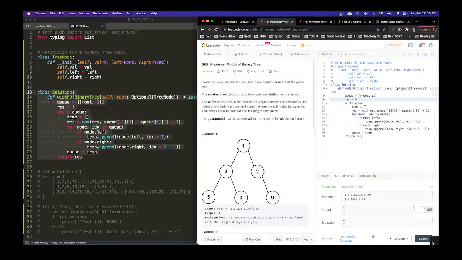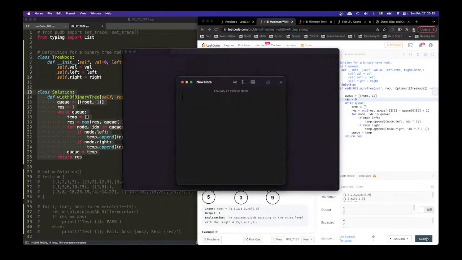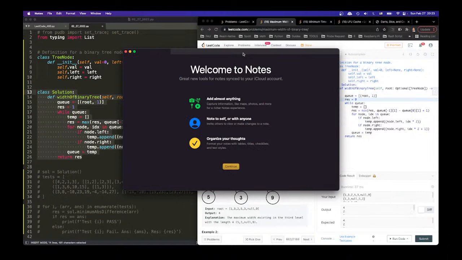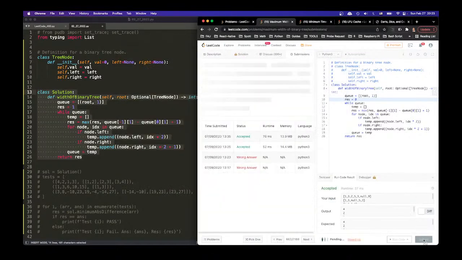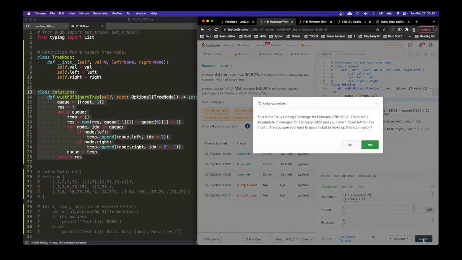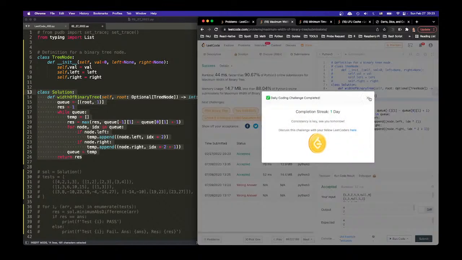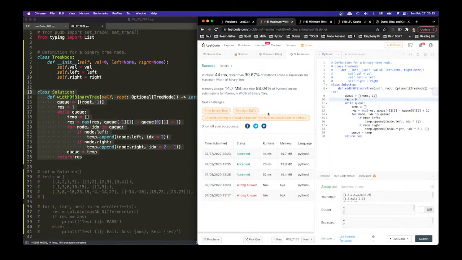What is this? Oh, there's notes. I have no clue. I don't need it. I just submit this. All right. This daily challenge, there are 2 incomplete challenges, and you have 1 ticket left for this month. Are you sure you want to use a ticket and make up this? Yes, I want. And this is for yesterday. Let's do this. Okay. All right. So that's that.